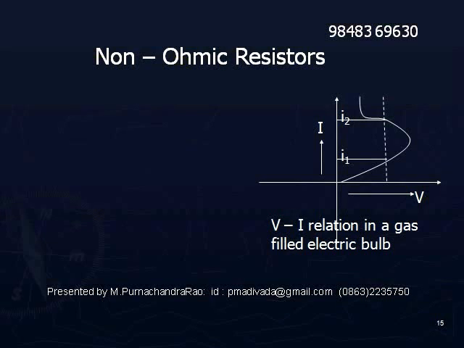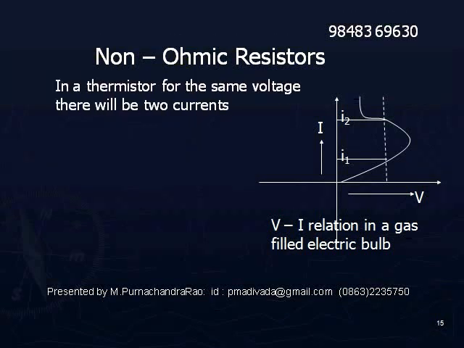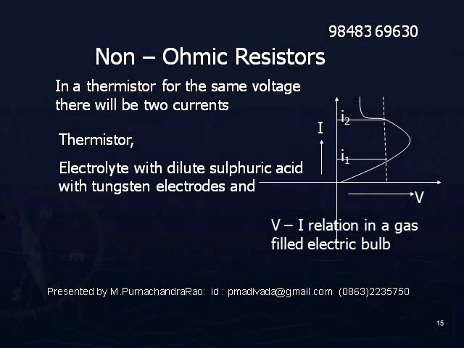There is another device known as a thermistor. In a thermistor, if the applied voltage is increased, the current increases. Sometimes two currents will pass at the same voltage. For the same voltage, there will be two currents. So the graph is shown in the figure. Examples of non-ohmic resistors are semiconductor, thermistor, electrolyte, dilute sulfuric acid with tungsten electrodes, and neon gas bulb. These are some of the non-ohmic resistors.